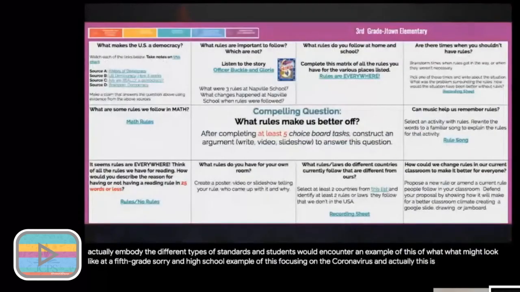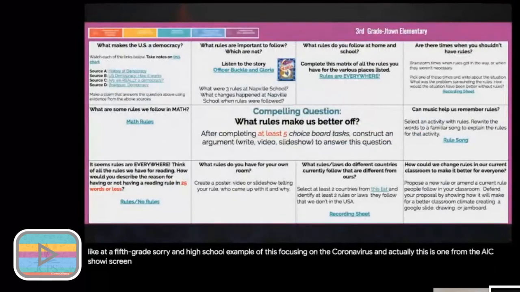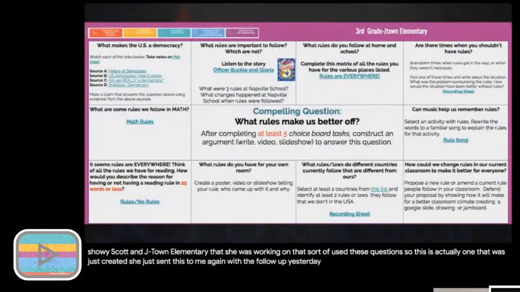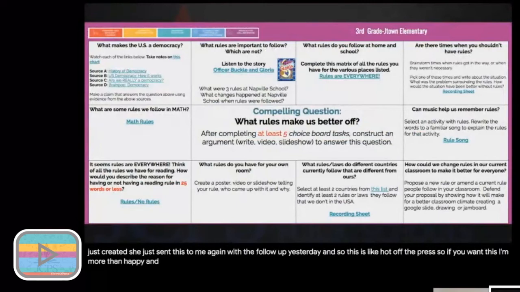And actually this is one from the AIC, Shelley Scott at J-Town Elementary, that she was working on that sort of uses these questions. So this is actually one that was just created. She just sent this to me again with a follow-up yesterday. So this is hot off the press. If you want this, I'm more than happy, and she said that we could share it far and wide. This is just an example of what that interdisciplinary choice board might look like for elementary in the 3rd grade.